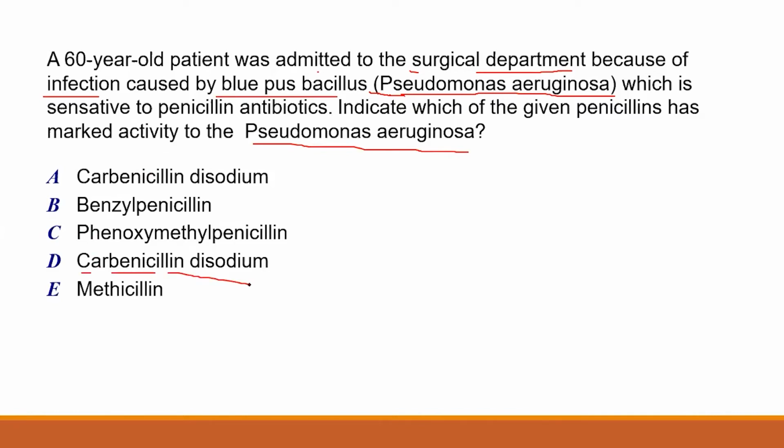And that is why the likely drug that we can use is carbenicillin disodium. Of course, that's a broad spectrum activity, but it selectively works on gram-negative bacillus. An example is the Pseudomonas aeruginosa. Over here, we go in for D as our likely answer. Okay.